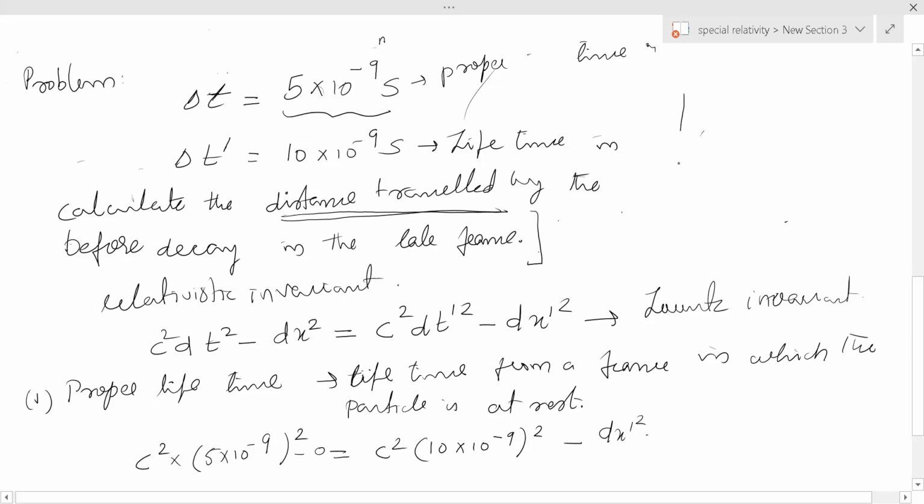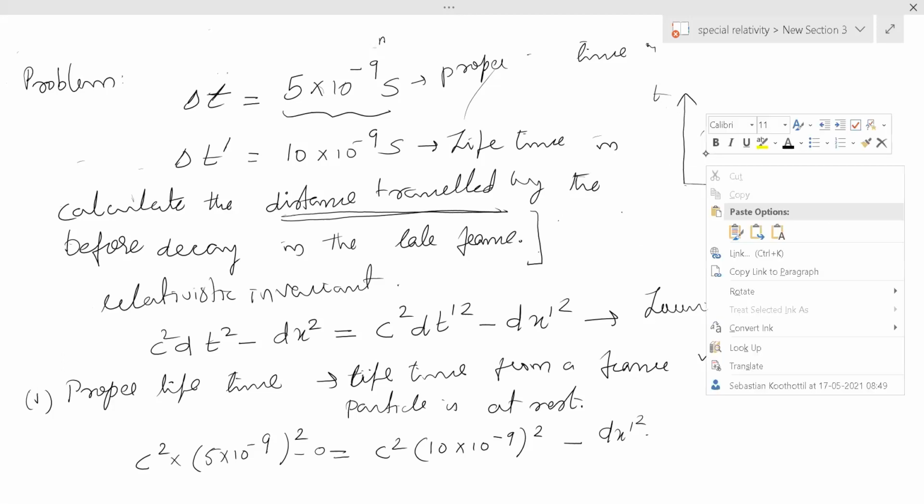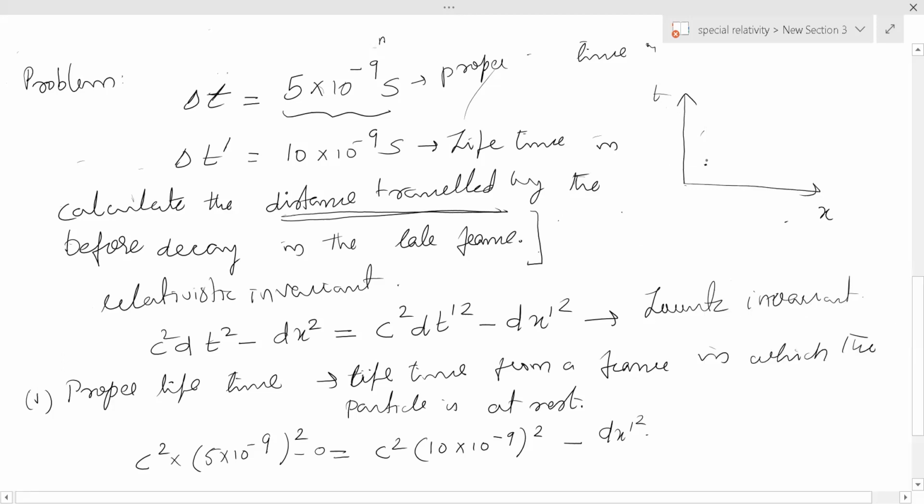So the thing is that there are 2 events. Events means you can just draw a time axis and a space axis. I'll write it as t and x. Now this is the frame of the particle. There are two events: the particle is created here, and it decays after a time. So in this frame, the particle does not move and it decays after a time.